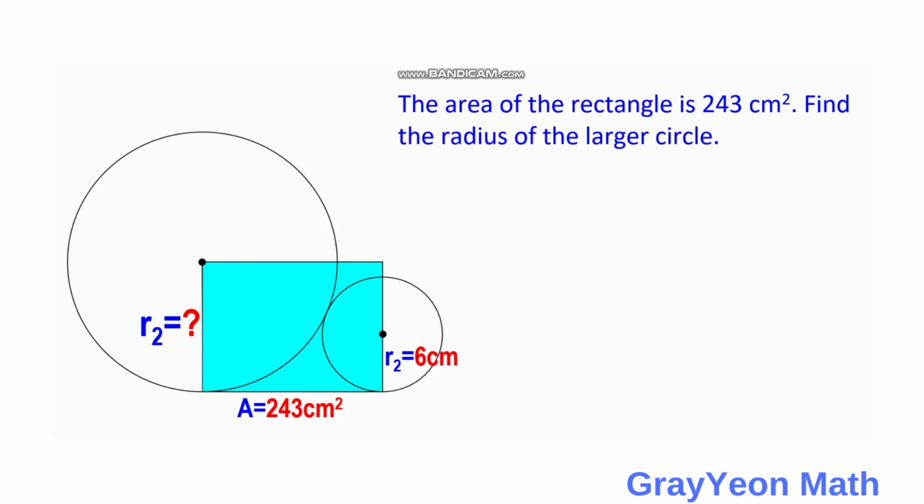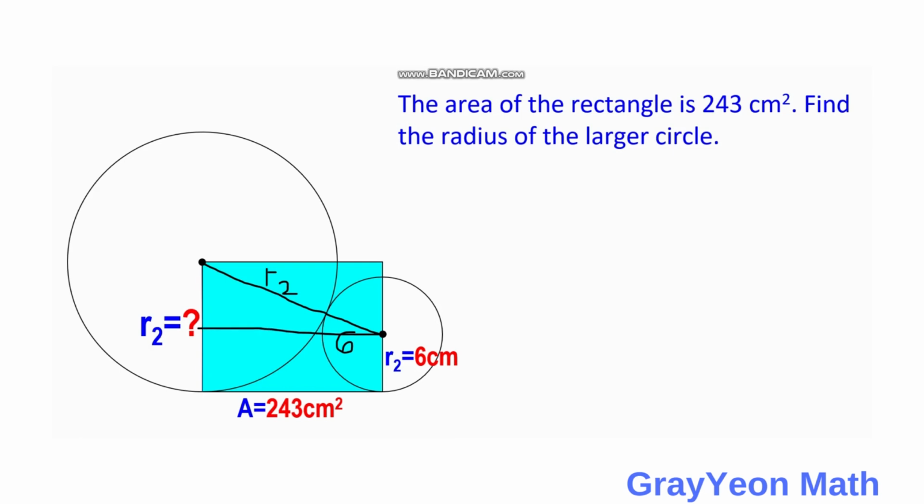The first thing we have to do is make a line from this point to the center of the other circle. We label this as R sub 2, and this is 6, the radius of the smaller circle. Then we draw a line from the center of the smaller circle to the side of the rectangle to the left.